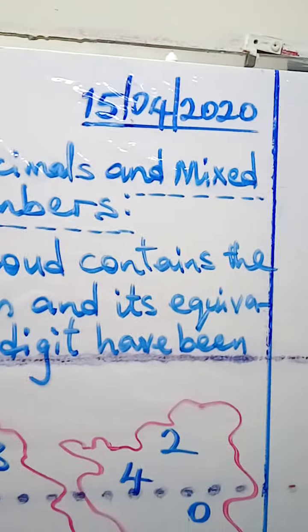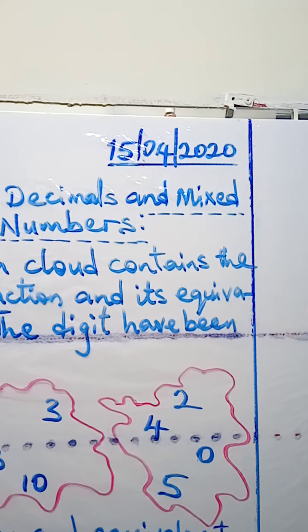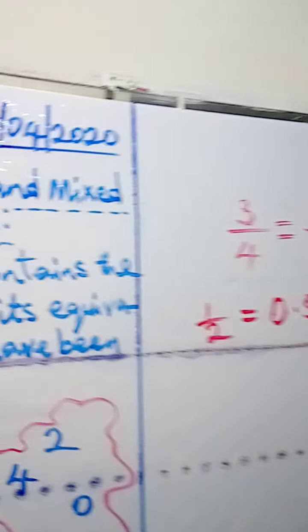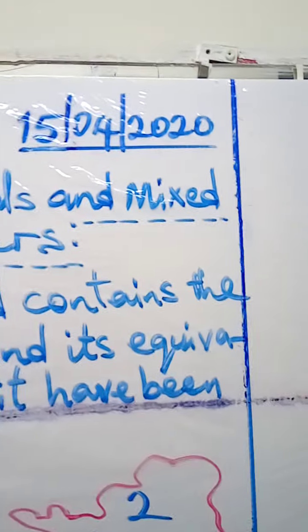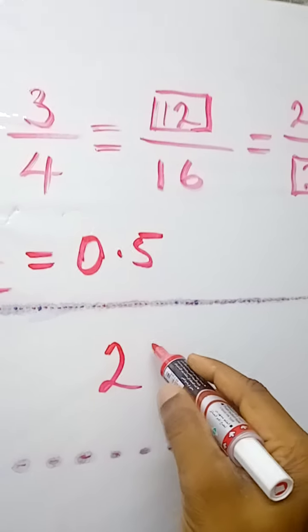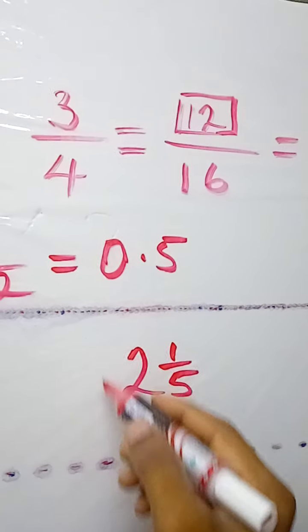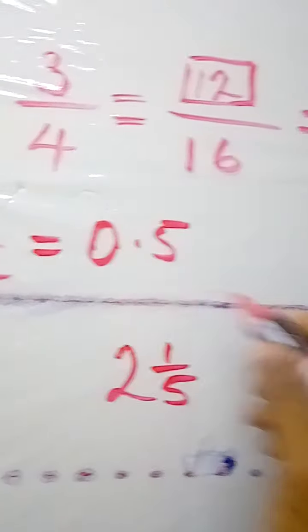All right. Then mixed number. What do we mean by mixed number? A mixed number is a number that is a whole number and a fraction. For example, when we have 2 whole number, 1 over 5, this is a mixed number, which is a whole part and a fraction altogether.